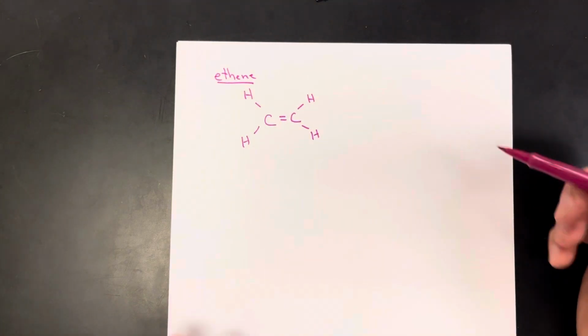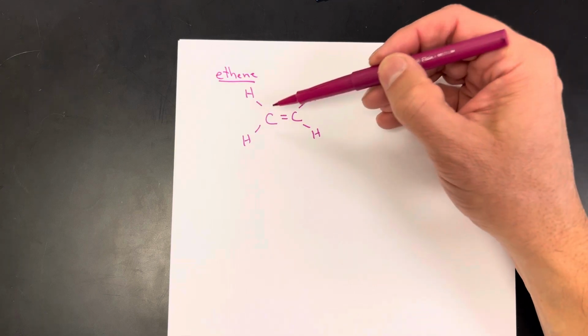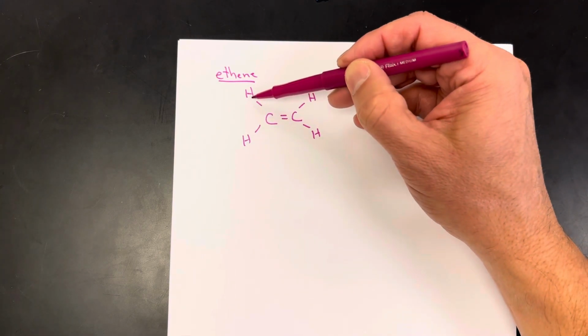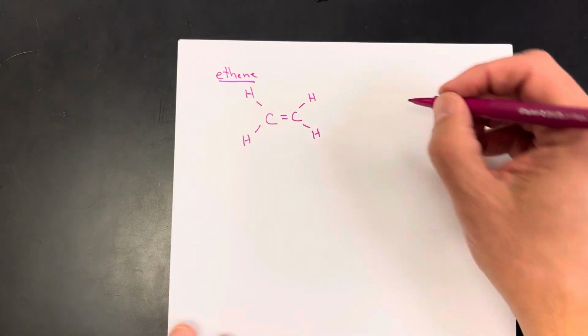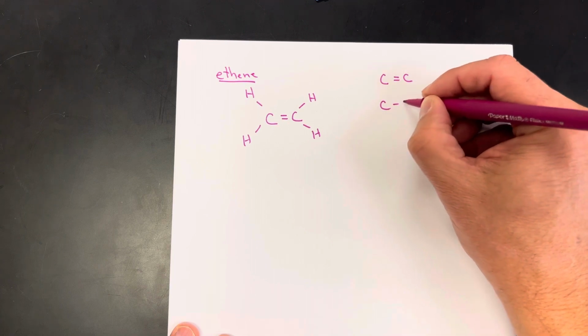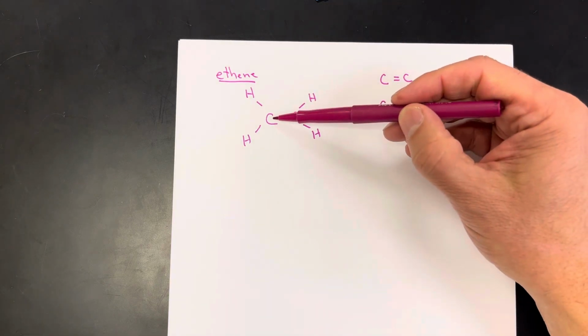So right here, we're going to take a look at this carbon and try to figure out what type of electron orbitals are overlapping with the carbon and what orbitals are overlapping with the hydrogen. So I want to talk about the C-C bond and the C-H bond as far as what type of orbitals are overlapping, okay?